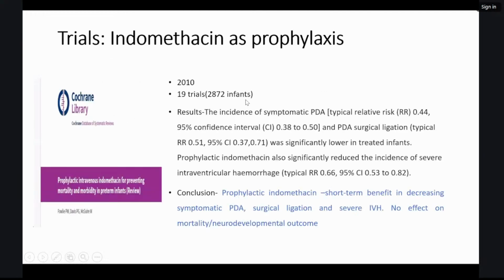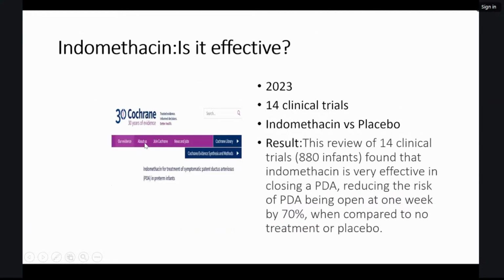So this is the use of indomethacin, a Cochrane review from 2010. They have shown that indomethacin as prophylaxis for closure affects mortality and morbidity in PDA. In preterm infants, prophylactic indomethacin has short-term benefit in decreasing symptomatic PDA, surgical ligation and severe IVH, but there is no effect on mortality and neurodevelopmental outcomes.